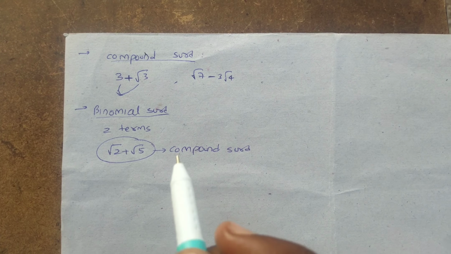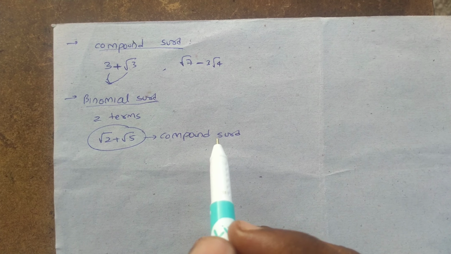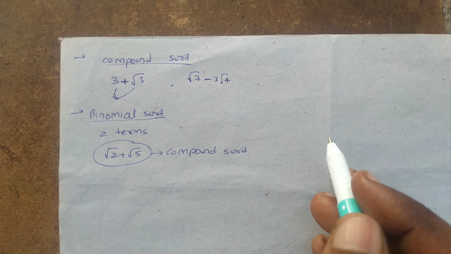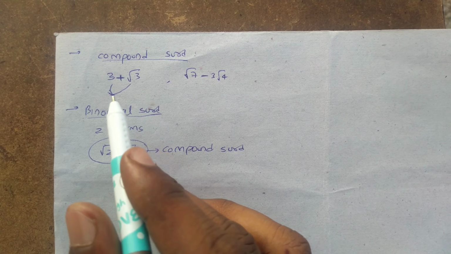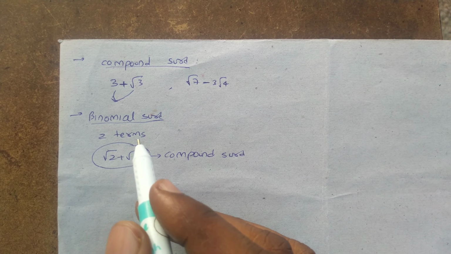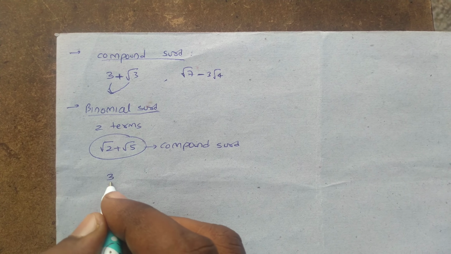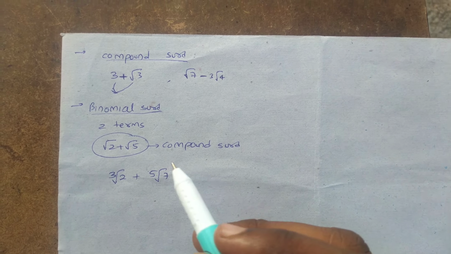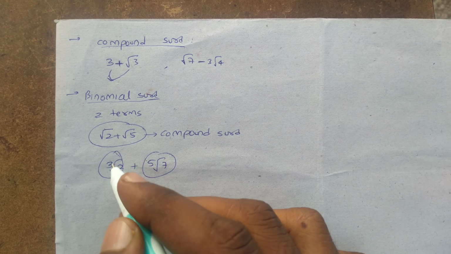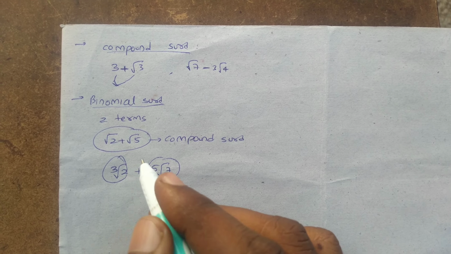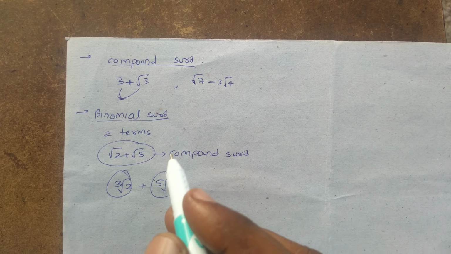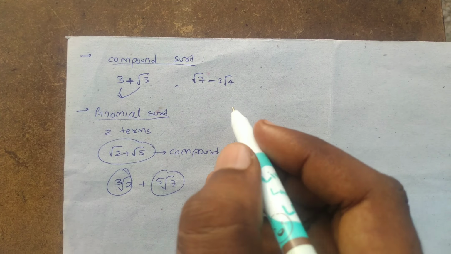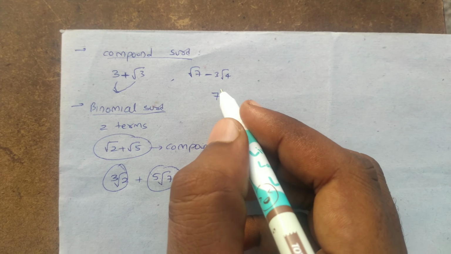Then what is the difference between compound surd and binomial surd? Why are we taking two? The main difference is that in a binomial surd, two surds are added. Suppose fifth root 2 plus fifth root 7. This one is a surd and this one is also a surd. Both surds we are adding here in a binomial. In a compound surd, you can add both surds or you can add just one rational number to a surd.